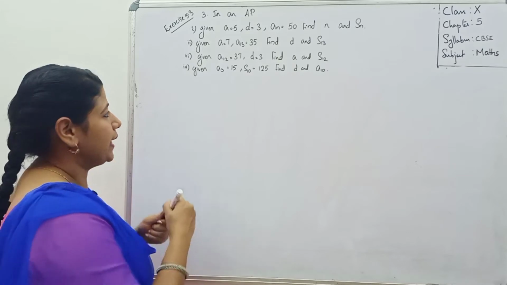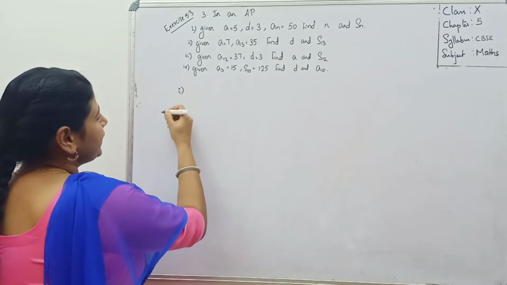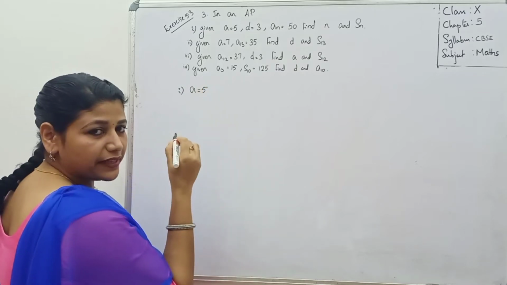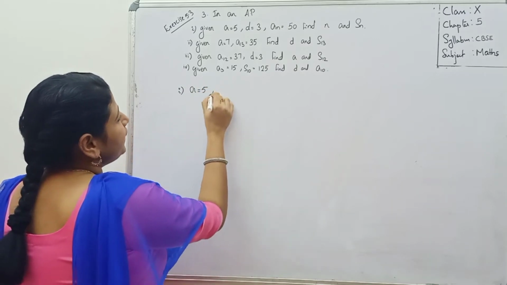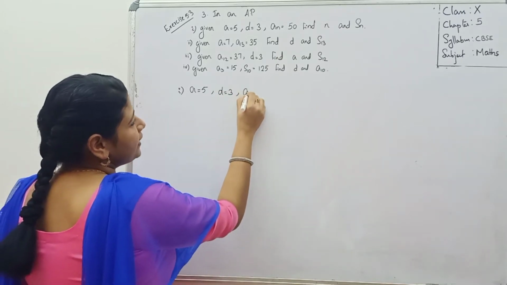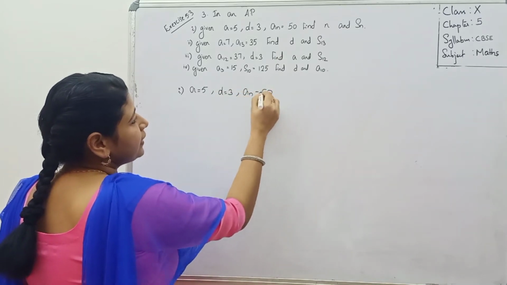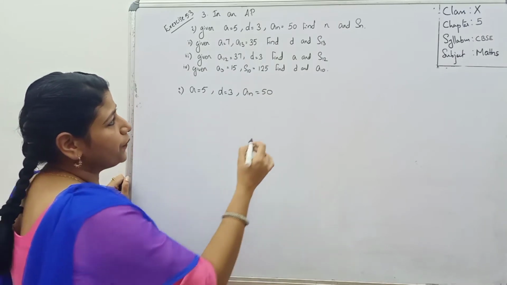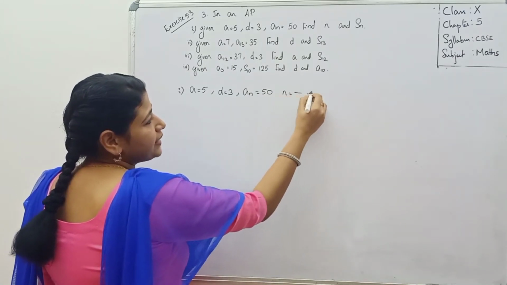First question, let's do it. What all is given to us? a is 5 is given. a is 5, that means first term is 5. d equal to 3 means common difference is 3. And an equal to 50 means its nth term. Nth term of this AP is 50. We have to find out n and Sn.